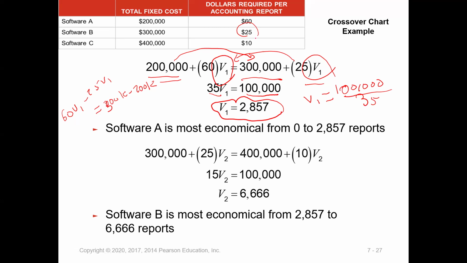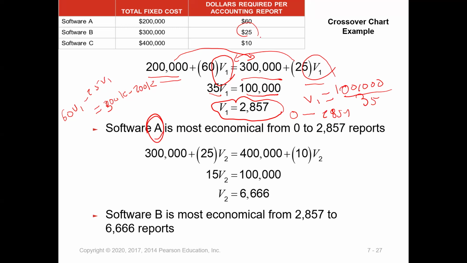So now, that means software A is economical if we do between 0 and 2857 reports. Okay. So if we do less than 2857 reports, we don't need to pay the 300,000. It's cheaper for us to go with software A. Okay.